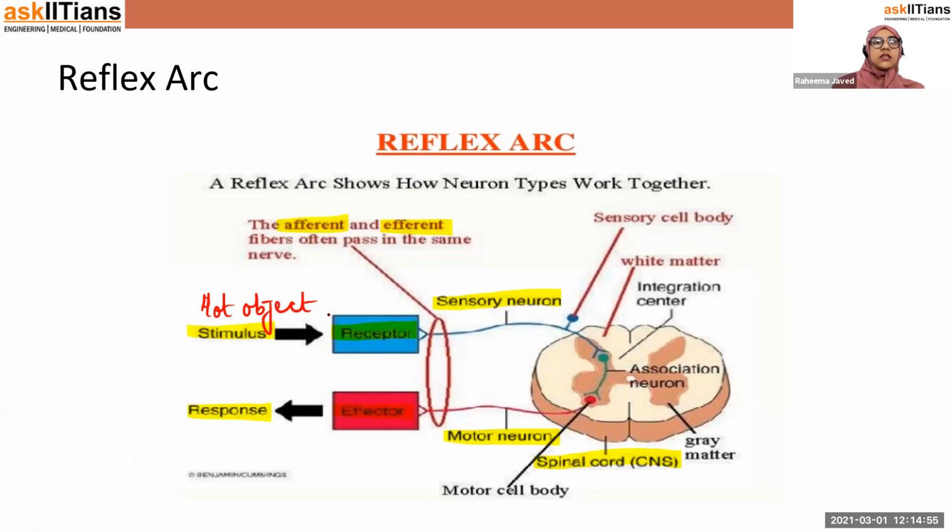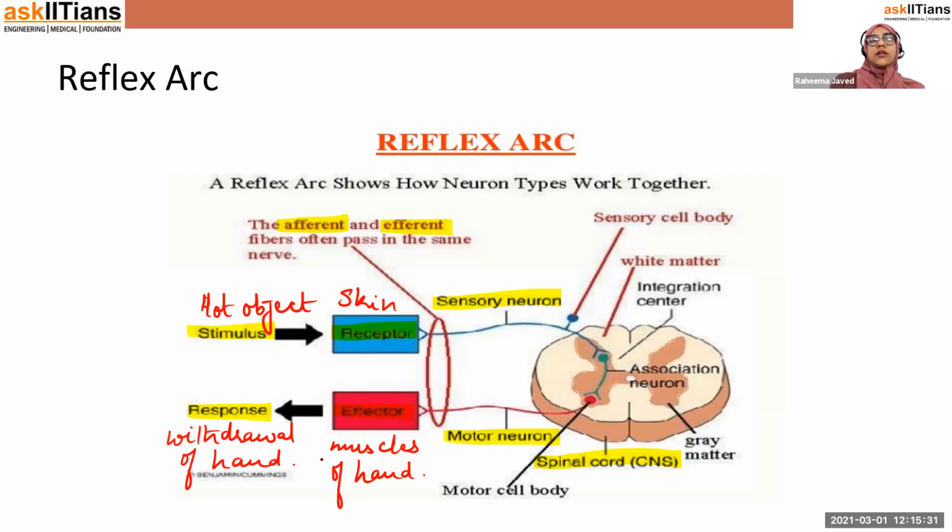Okay, the receptor organ will be the skin, right? So the object is hot. This signal will be taken by the sensory neuron to the spinal cord. Okay, the spinal cord will bring the motor response via a motor neuron to the effector organ, which are the muscles of the hand. Okay, and the response is given, that is withdrawal of hand.